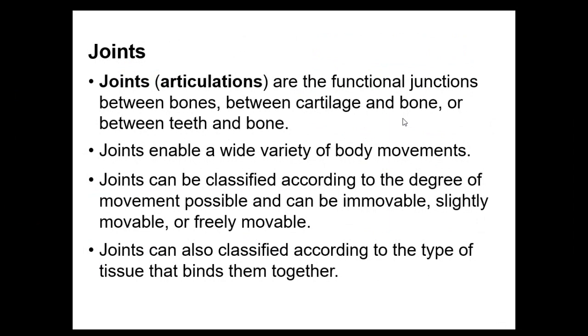Okay, so the word articulation means joint. And if we say two bones articulate with each other, that means they are connected together at a joint, some kind of joint. It can be two bones or cartilage and bone, as we'll see. And even the teeth in their sockets, that's considered to be a type of joint. And the teeth are held in their sockets by a bunch of little tiny ligaments that hold them in there.